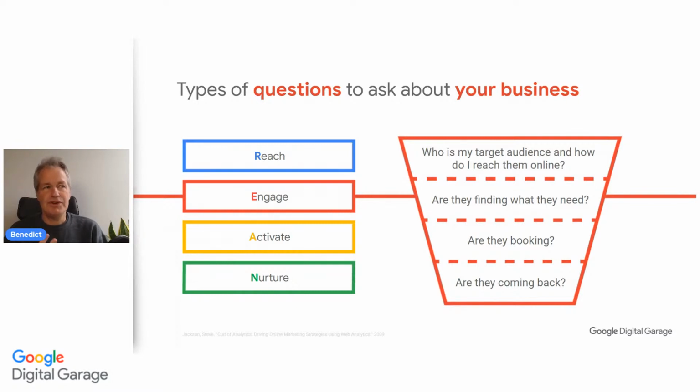Those four different areas. So if you think about the funnel, the stages of your business, reach is who is my target audience and how do I reach them online? That's your first step, really. Then it's engage. Are they finding what they need when they find your website or social media? Activate. Are they actually booking?